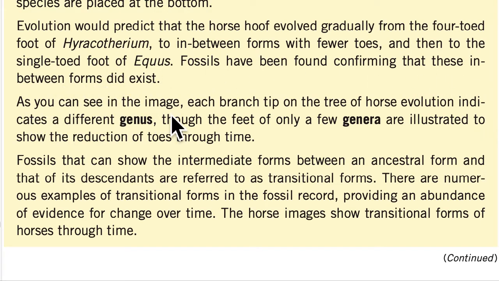As you can see in the image, each branch tip on the tree of horse evolution indicates a different genus, though the feet of only a few genera are illustrated to show the reduction of toes through time.